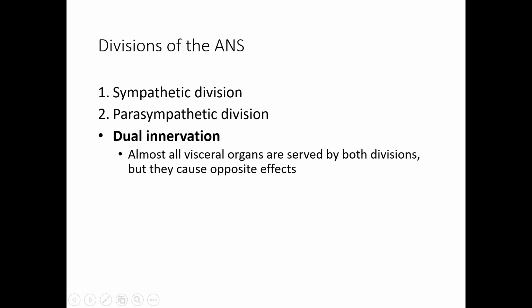Now we go to the divisions of the autonomic nervous system. There is sympathetic and parasympathetic. It means that our heart and all of our organs receive two neurons. It's called dual innervation. One of those neurons will activate them, another one will calm them down, inhibit them.